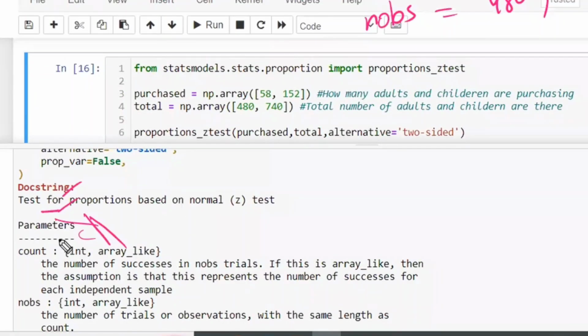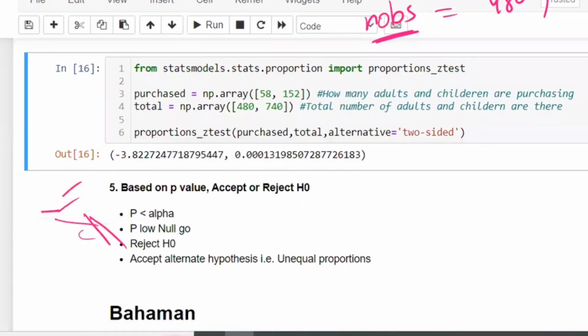So count is how many of them are successes, divided by the total. Nobs is the total; count is the successful tries. Whatever your requirement is, how many of them satisfy that requirement? If your requirement is not drinking, that is what you count. If your requirement is how many are drinking, that you count. Whatever the requirement is, that is the count, and whatever the total is, that is the total. So you apply the same logic.